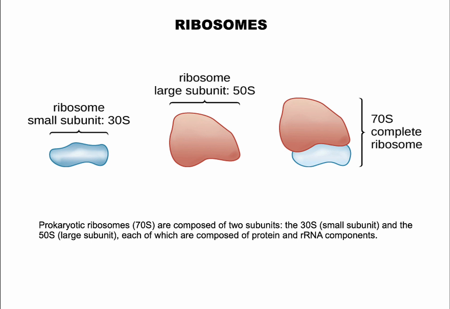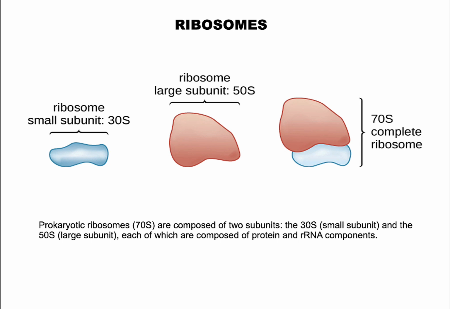The S refers to the Svedberg unit, the sedimentation coefficient, a measurement used to determine how fast particles settle in an ultracentrifuge depending on their size, shape, and surface characteristics. Even though bacterial and archaeal ribosomes are both 70S, they contain different proteins and rRNA, with archaeal ribosomes being more similar to eukaryotic ribosomes than to those in bacteria.